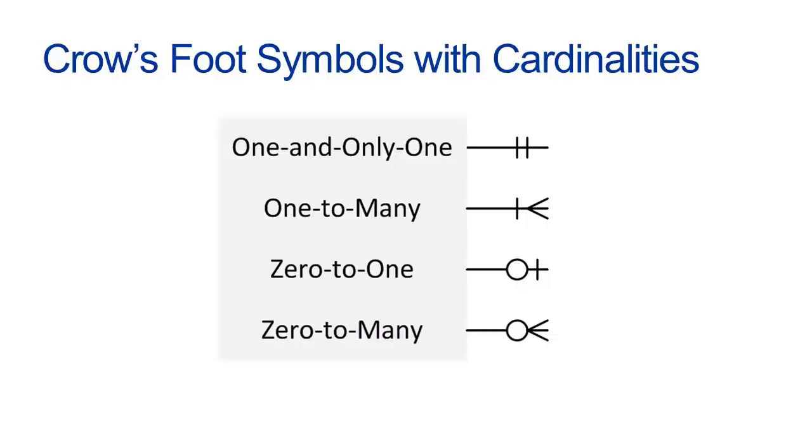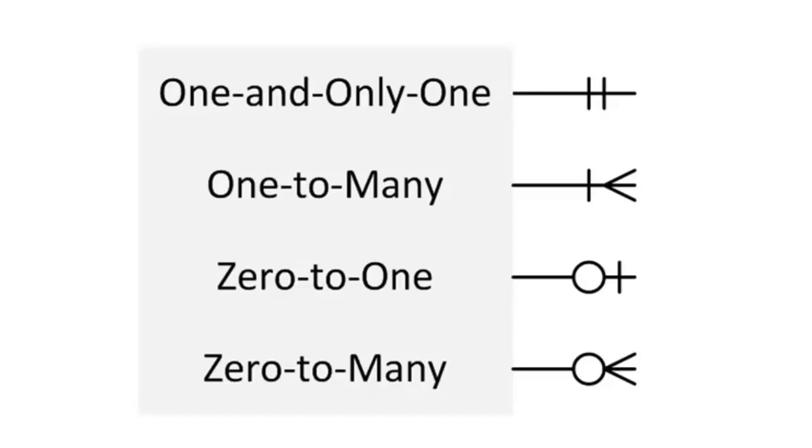Here we see how we can specify minimum and maximum cardinalities using our crow's foot symbols. To begin, consider a hash mark across the relationship line. You will notice that this hash mark looks similar to the number 1. And that's an easy way of remembering what the hash mark represents. It represents a cardinality of 1, and it can be used to represent either a minimum or a maximum cardinality.